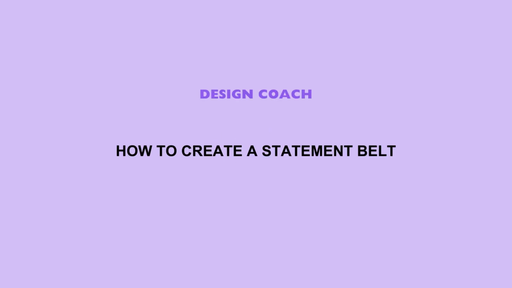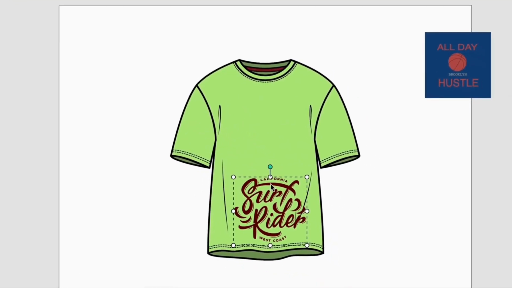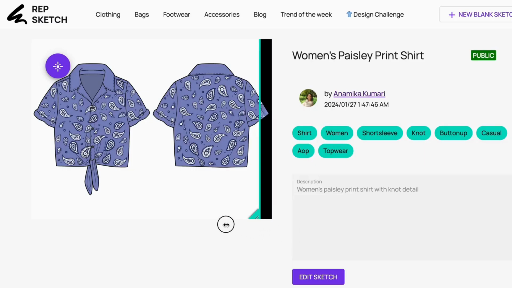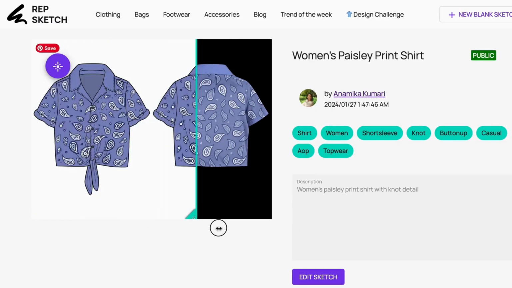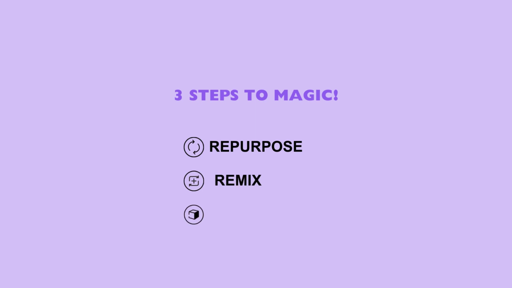In this video, I'll show you how to create a trendy statement belt using our awesome online tool, Repsketch. Repsketch is a free online software for designing, customizing, and transforming product ideas into captivating 3D designs. On the platform, this design process is broken down into 3 simple steps: repurpose, remix, and render.